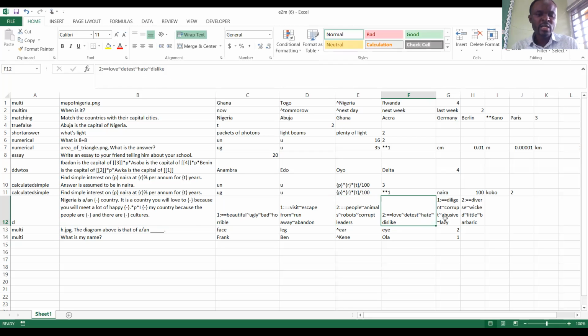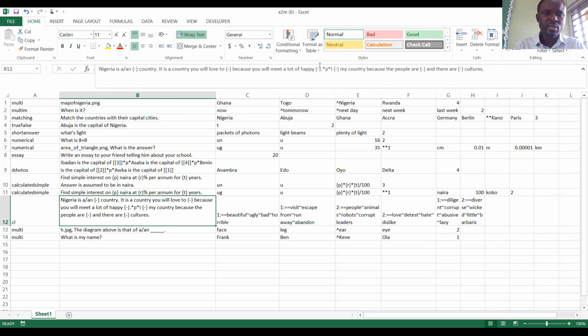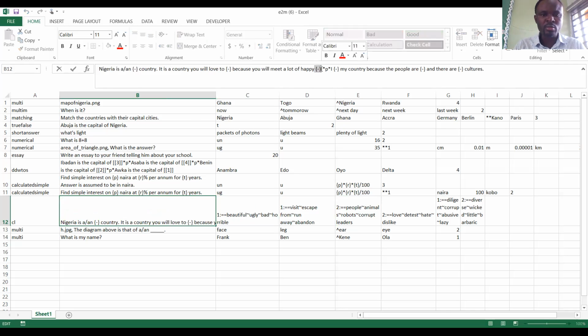But make sure they are in order. So the first gap there, we'll take the first column after the question column. The second gap, we take the second column after the question column. The third gap, we take the third column after the question column, and on and on it goes.